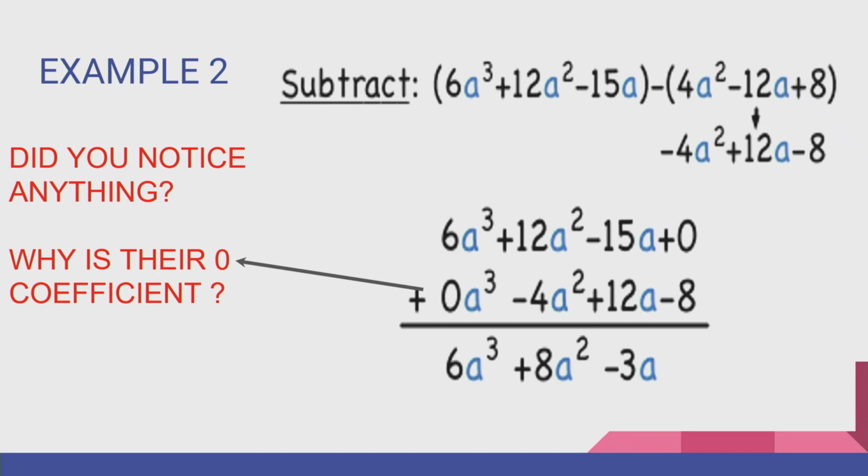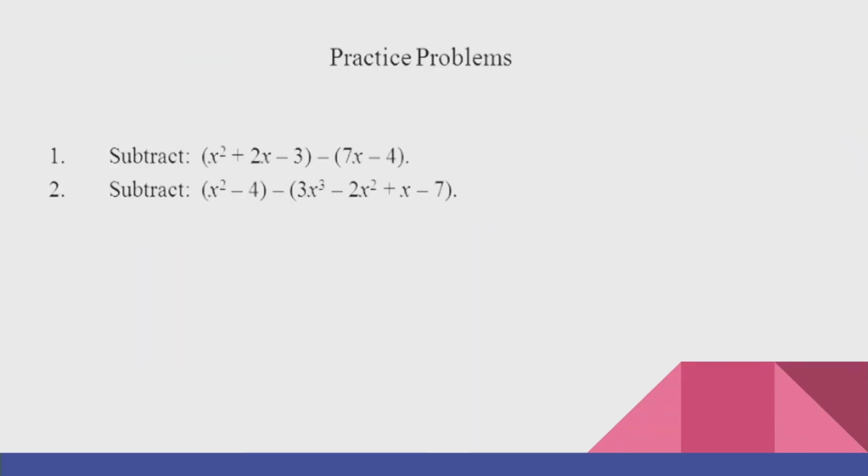If you notice, we have placed a placeholder 0. So the question arises, why is there a 0 coefficient? There is a 0 coefficient because we don't have any a cube term in our second expression. And we have to place a placeholder so that we combine only our like terms. So this was example 2 of subtraction of polynomials.